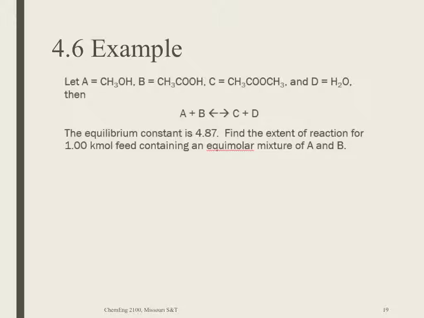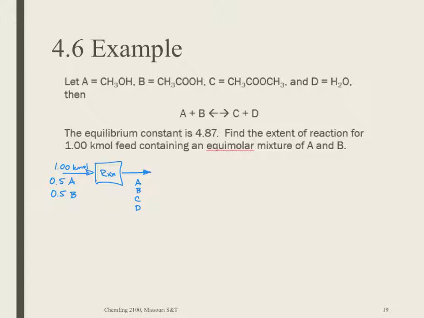So what I've got going on is I've got my little reactor here. I have 1 kilomole: 0.5 kilomoles A, 0.5 kilomoles B. And coming out of this is going to be A, B, C, and D. I just don't know the proportions of those yet.